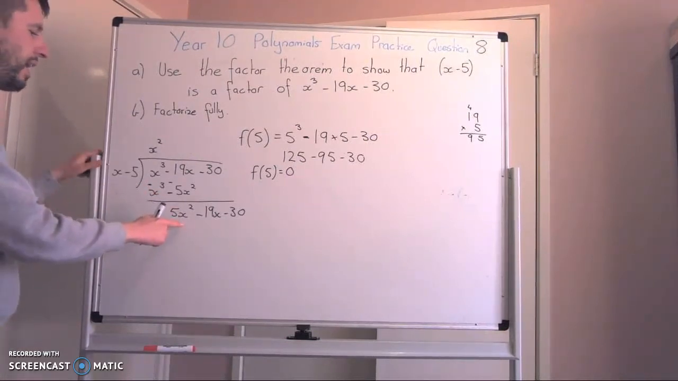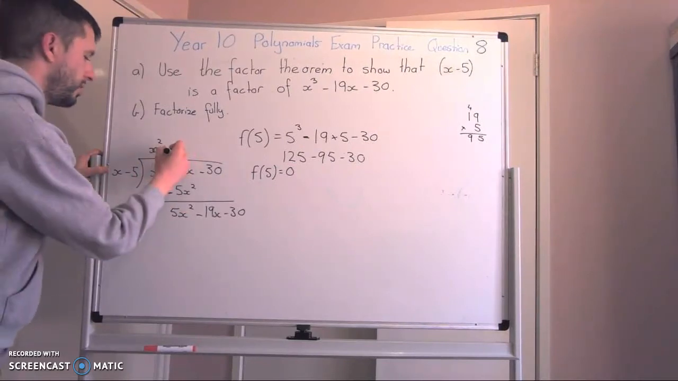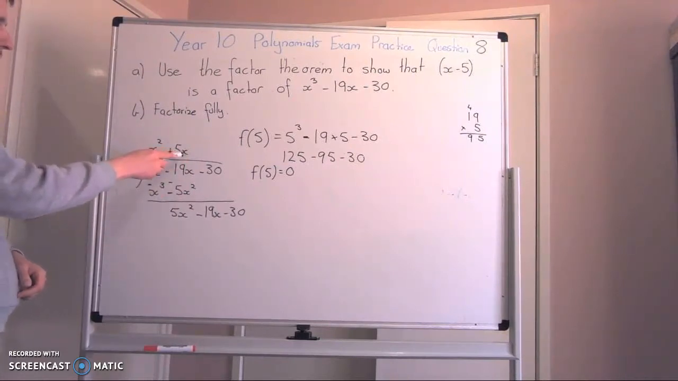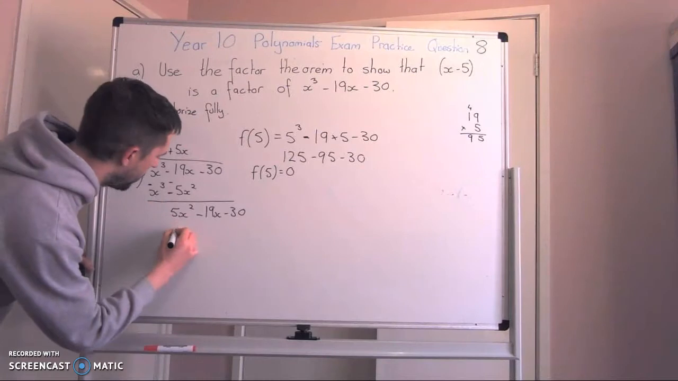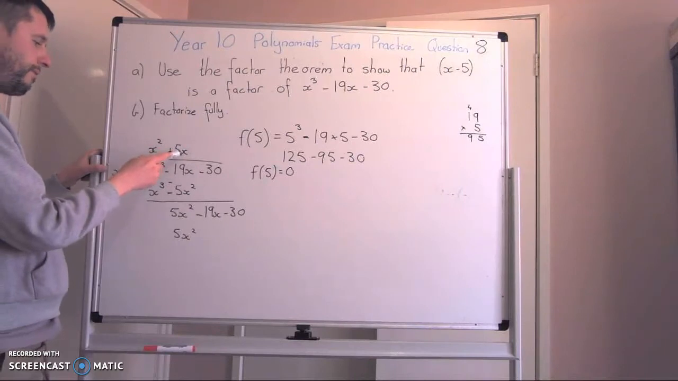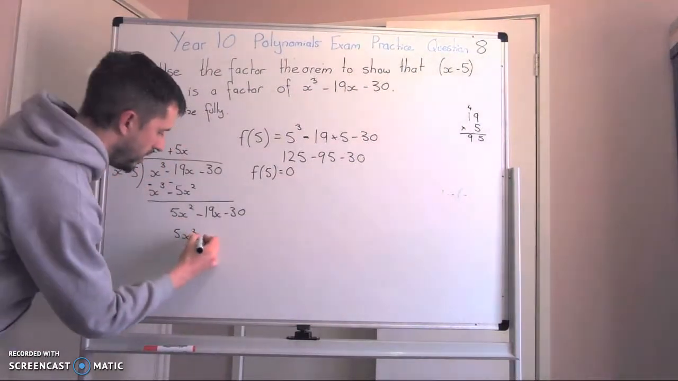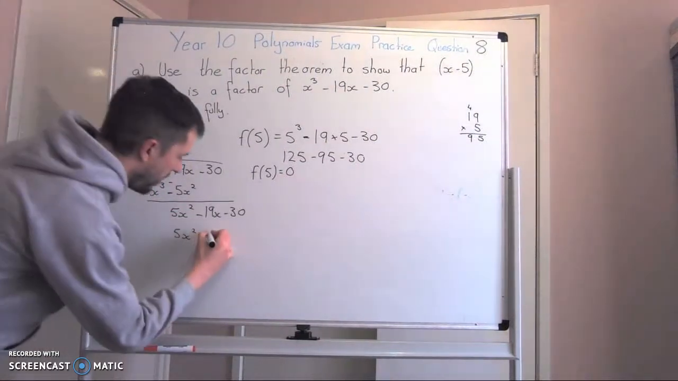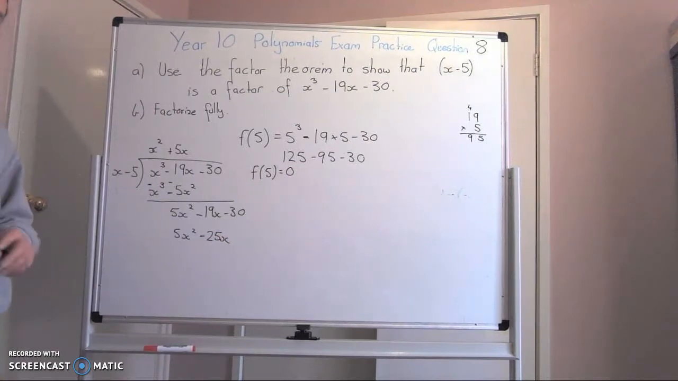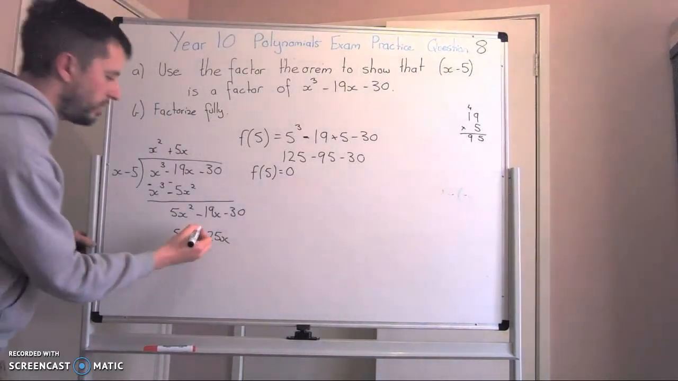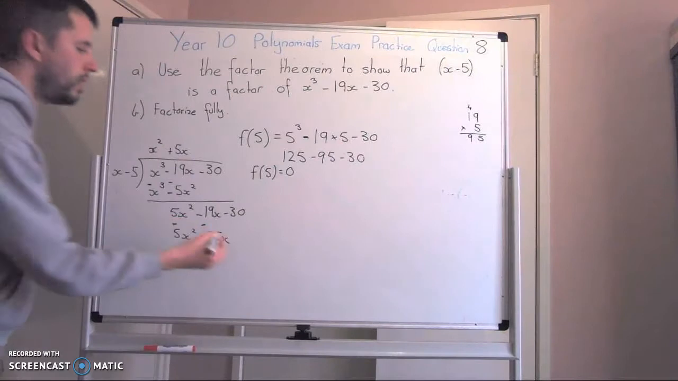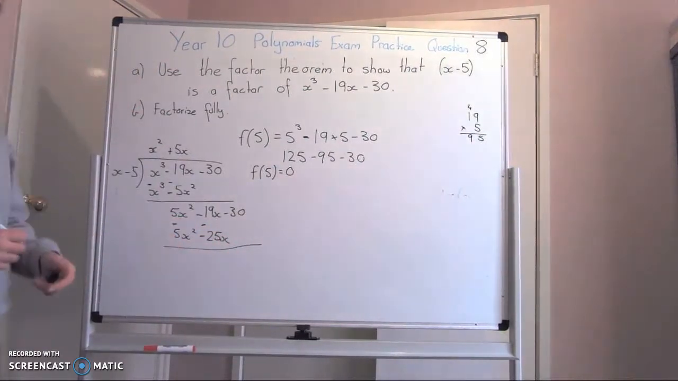I then go 5x squared divided by x is just positive 5x. And I'll work backwards. 5x times x is 5x squared. Then I've got 5x times negative 5, which is negative 25x. Then I need to take these away. So just make sure you're doing a takeaway on everything and not just putting a takeaway at the front.